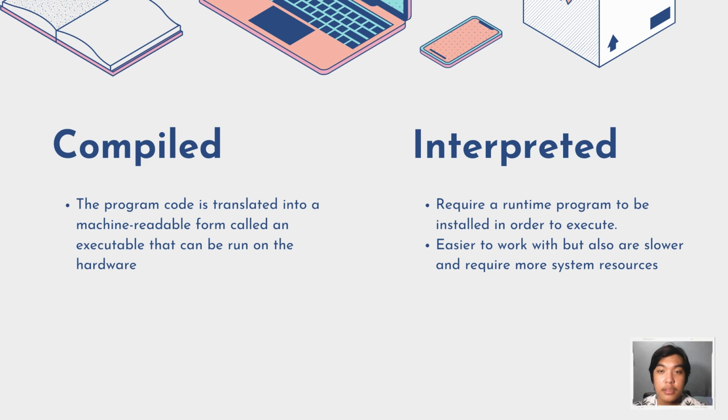Interpreted languages require a runtime program to be installed in order to execute. Each time the user wants to run the software, the runtime program must interpret the program code line by line, then run it. Interpreted languages are generally easier to work with, but are also slower and require more system resources.